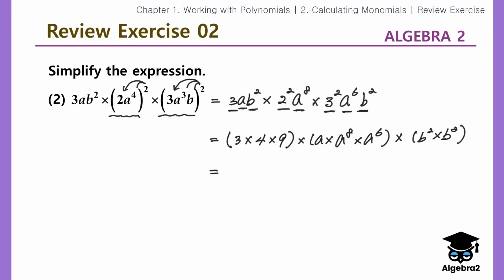So 3 times 4, that's 12. 12 times 9, that's going to be 108, right? So 108. A to the 1 plus 8 plus 6, that's 15. And b to the 2 plus 2, that's 4.